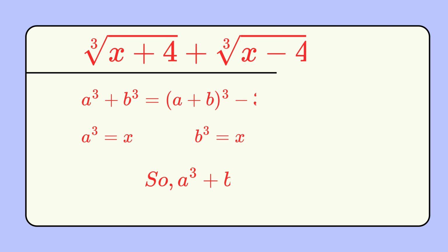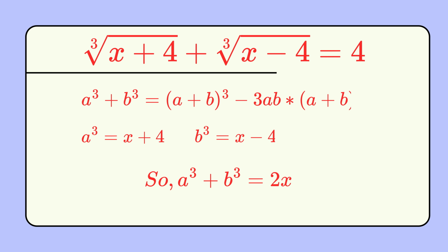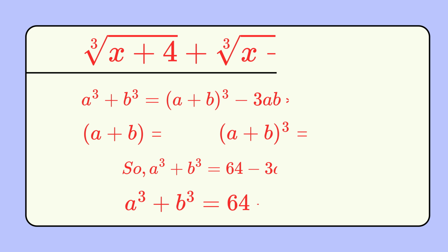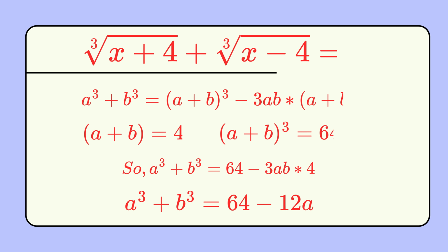Now let's cube both a and b. That gives us x plus 4 and x minus 4. Add them together, and we get a cubed plus b cubed equals 2x. We already said a plus b is 4, so 4 cubed is 64. Plugging into the identity gives us a cubed plus b cubed equals 64 minus 12 times ab.